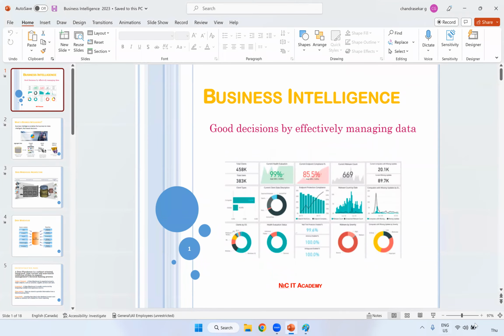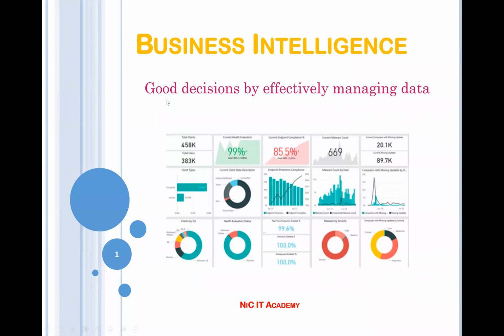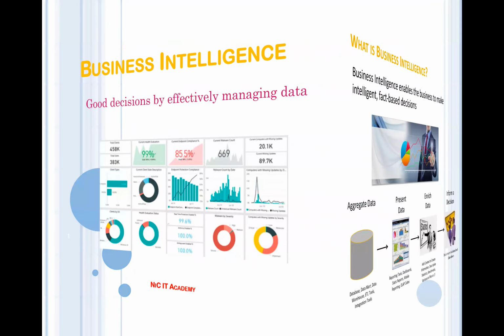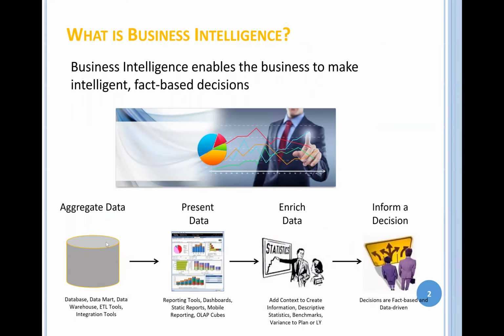And for business intelligence, as I mentioned in yesterday's session, business intelligence is nothing but taking good decisions by effectively managing the data. The business users take decisions by looking at statistics. They generate different kinds of metrics from all the data collected in the data warehouse. It has 4 stages: first aggregating the data, then presenting the data, then the business people analyze the data, and they take a decision accordingly.